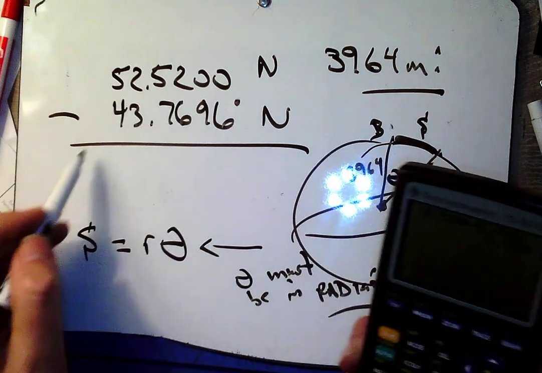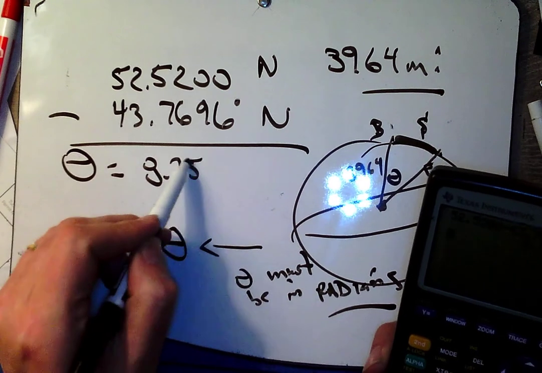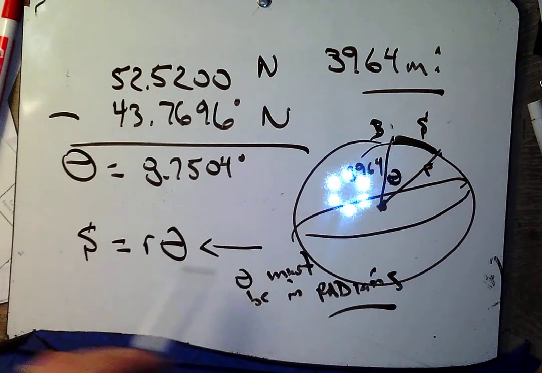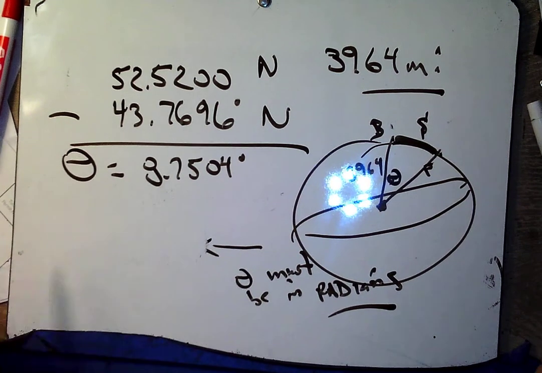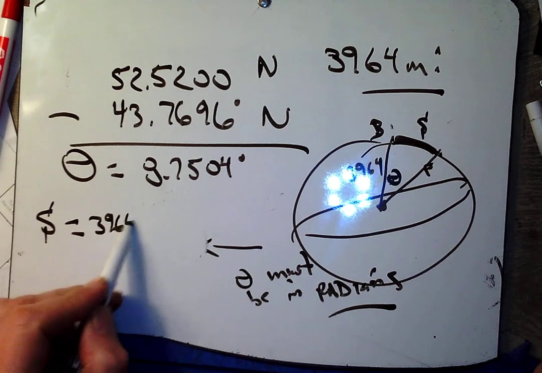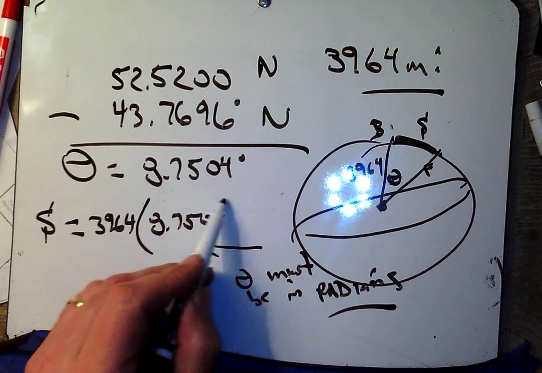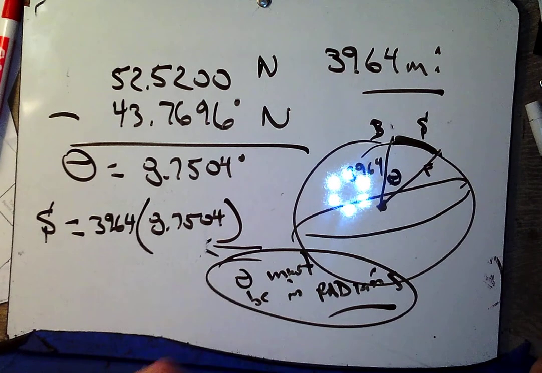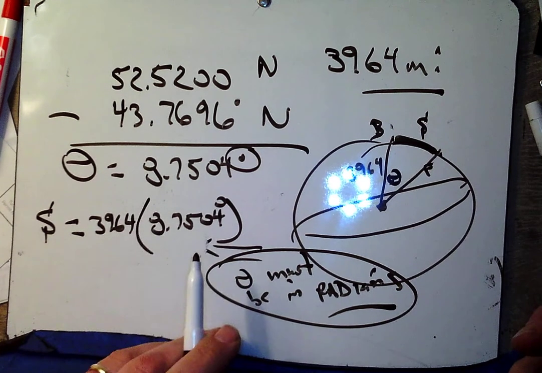43.7696, and I end up with theta being 8.7504 degrees. So this angle in here is 8.7504. So can I just do this and say S equals 3964 times 8.7504? No. No, weren't you listening? Theta has to be in radians. That's degrees. See? Degrees. So I have to convert that.